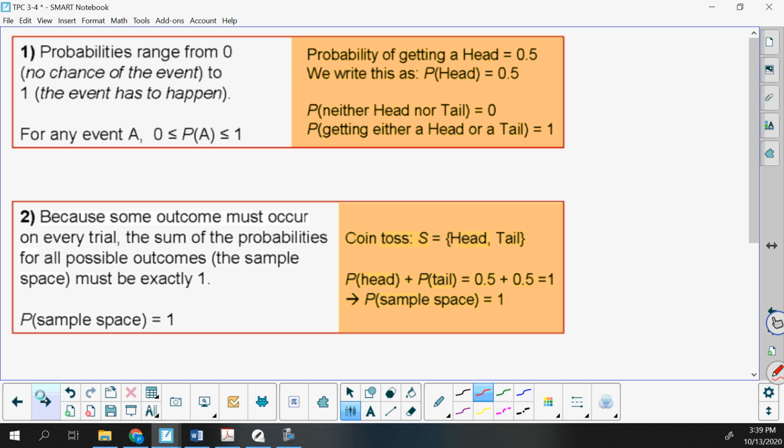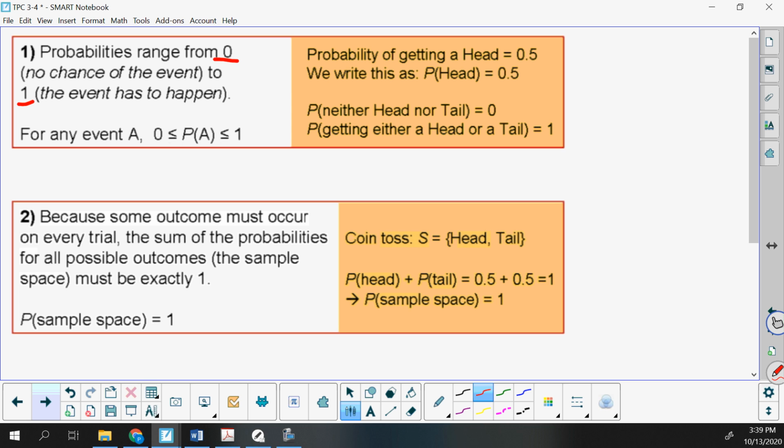So probabilities can always range from 0 to 1. If the event is definitely not going to happen, the probability would be 0. If it was going to happen for certain, it would be a 1. Okay, and then it could be anywhere in between.